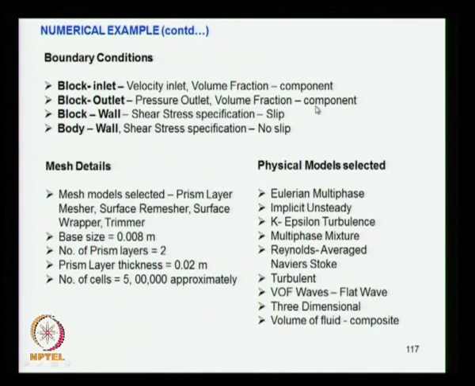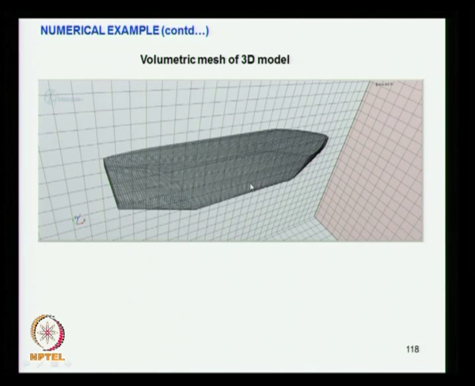Pressure outlet volume fraction method is used. Then for the wall, the shear stress with slip is used, and for the body a no slip condition is used. So mesh details are given here, and the physical models selected: K epsilon model, RANS turbulence model, and volume of fluid is the method used for that. These are the methods, and this is a closer view of the body within the domain.